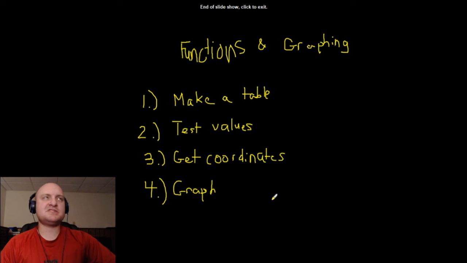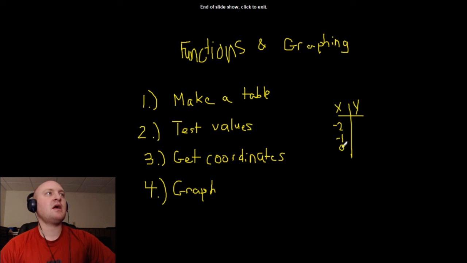So when it comes to functions and graphing, we have a to-do list, more or less. Steps we take, we'll start with making a table, one that has the x and y sections in it. We'll test values of x. We might be given some, or we might have to make them up. And then we'll use those values in the equation to get the coordinates that we use, and then we use those coordinates to make the graph.